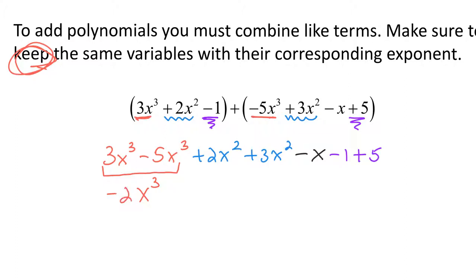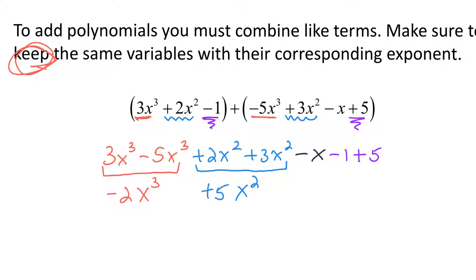Then you go to the next term. We have a positive 2x squared plus a 3x squared. So you keep the variable, you keep the exponent. Notice I'm not adding the exponents. I keep the same exponent. And you are going to add the numbers, positive 2 plus 3, and that's positive 5.